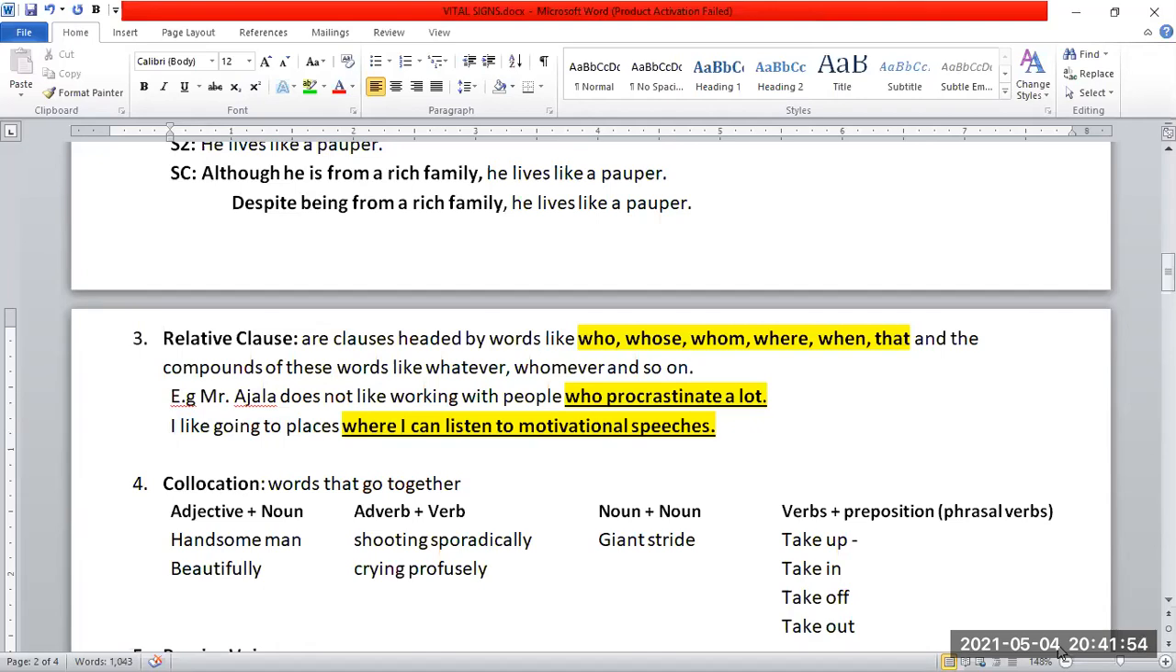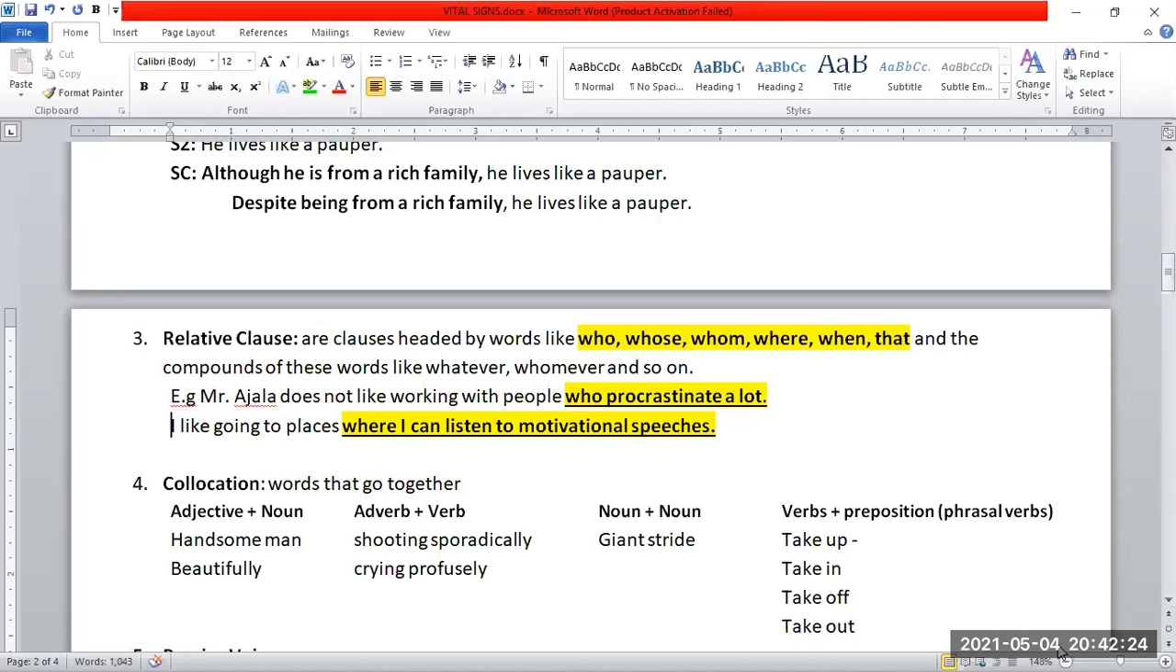And you remember I said they have compounds, like whatever, whomever, whenever, wherever, whatsoever, the rest of them like that. Once you find them in sentences, from where they begin to the very end of where complete sense is made, they are called relative clauses. So, I like going to places where I can listen to motivational speeches. Those are relative clauses.